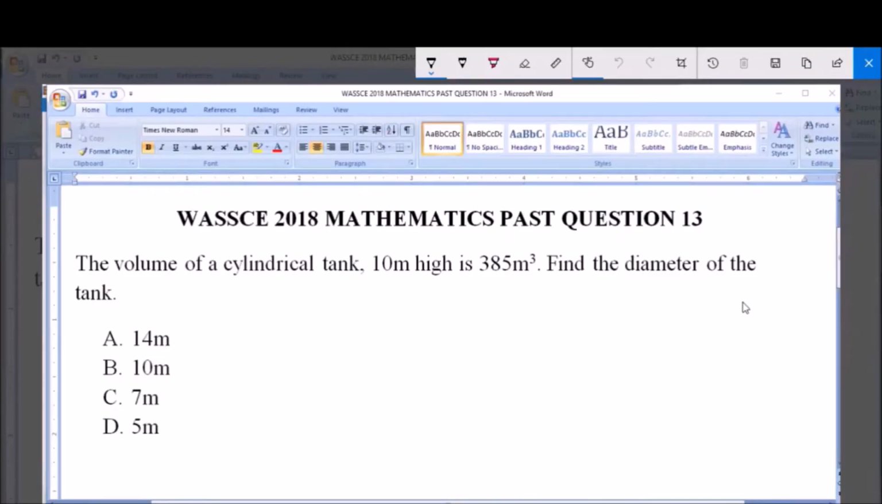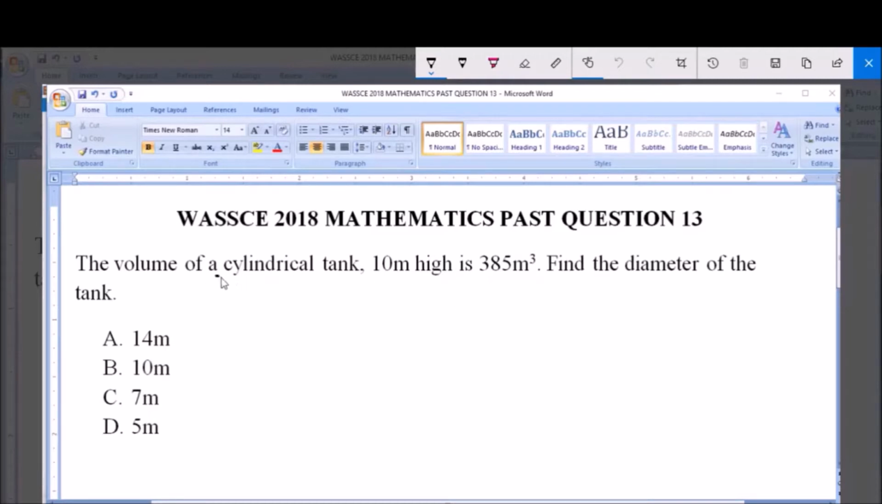I'll be answering WASSCE 2018 Mathematics Past Question 13. The volume of a cylindrical tank 10 meter high is 385 meter cube. Find the diameter of the tank. A 14 meters, B 10 meters, C 7 meters, and D 5 meters.